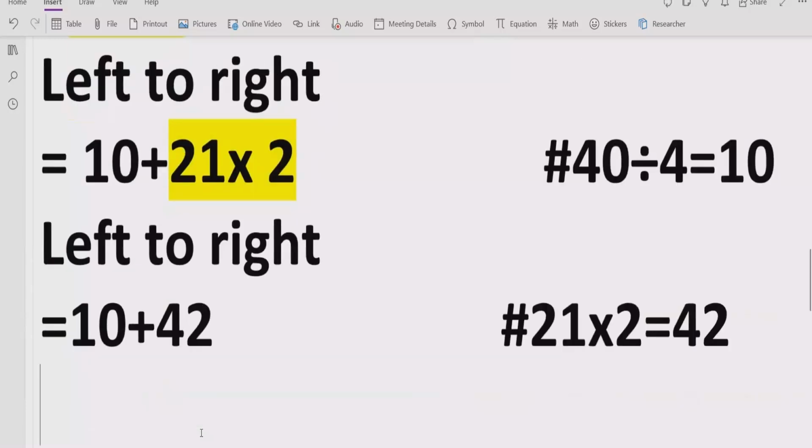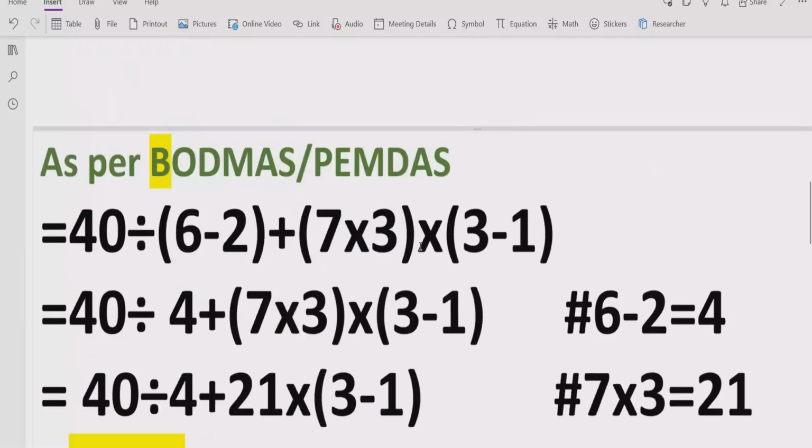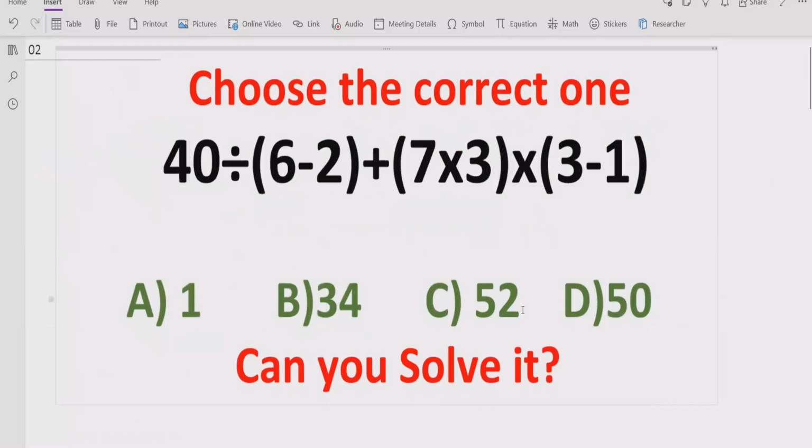Now move forward. We have here two terms which are added to each other. So now we will add both of them and we get the answer 52. So the answer of the given expression is 52. If you see the answer list, answer C is the correct answer.